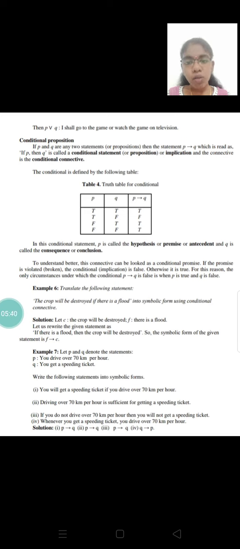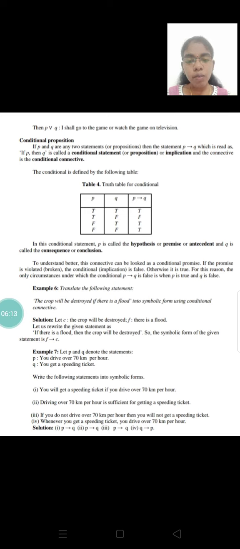Conditional proposition. If P and Q are any two statements or propositions, then the statement P → Q, which is read as if P, then Q, is called a conditional statement or proposition, or implication, and the connective is the conditional connective. The conditional is defined by the following table: truth table for conditional. P, Q and P → Q; this symbol is known as conditional, P implies Q. True, true, true. True, false, false. False, true, true. False, false, true.